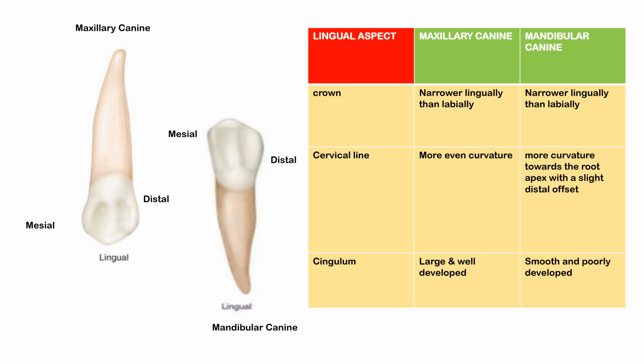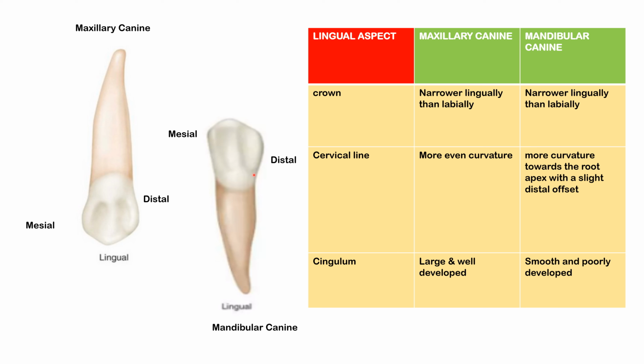Now let's explore the lingual aspect of the maxillary and mandibular canine. Coming to the crown, the maxillary canine and the mandibular canine are both narrower lingually as compared to the labial aspect. Coming to the cervical line, the maxillary canine shows more even curvature in the cervical area, whereas in the mandibular canine, more curvature towards the root apex with a slight distal offset is seen.